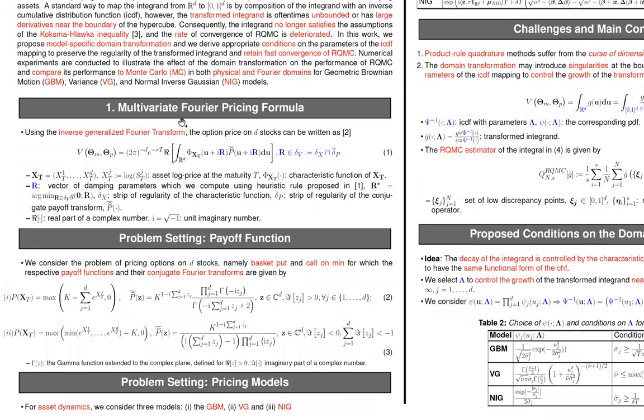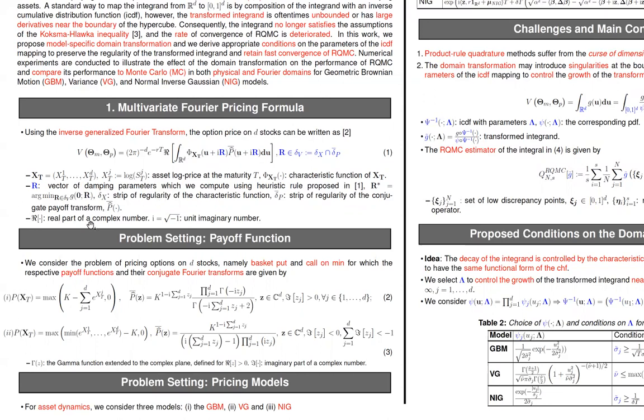So the multivariate Fourier pricing formula is given as follows: a d-dimensional integral of the characteristic function shifted by a damping parameter to ensure it's well defined, times the conjugate of the Fourier transform of the payoff function, which is also shifted by the same quantity, according to a rule that we proposed in previous work to make this integrand smoother.